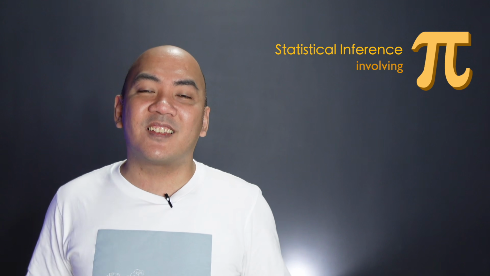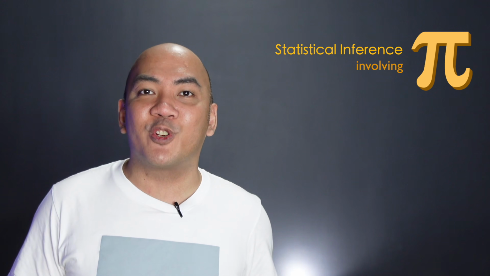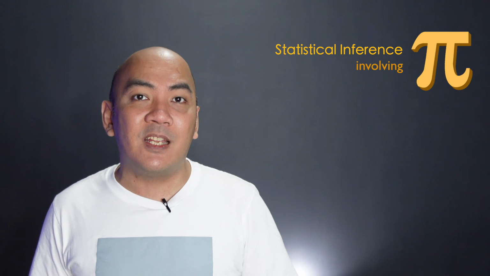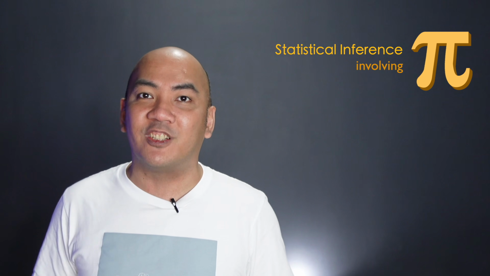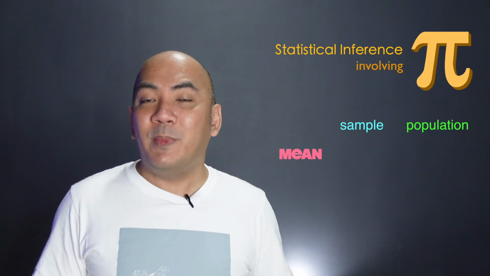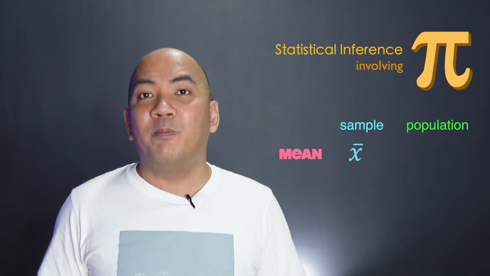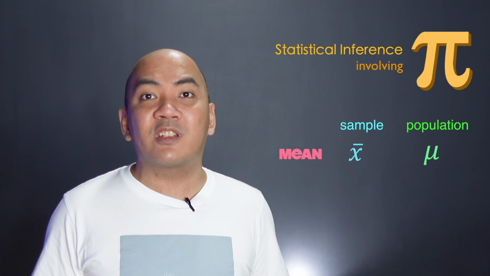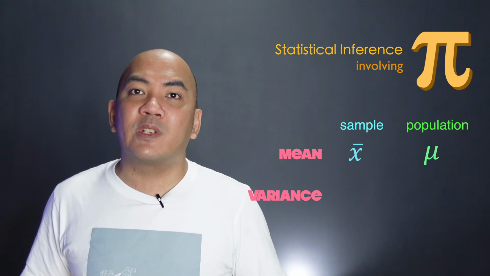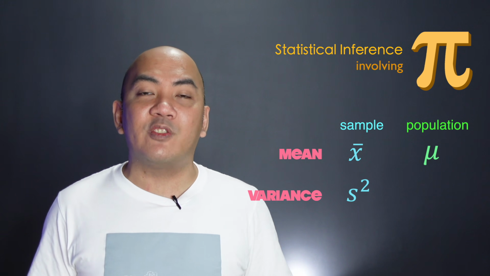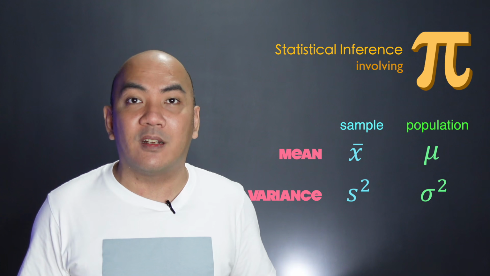Now let's start with statistical inference involving a single proportion. Now note here that we are going to make use of pi as a symbol for population proportion. Notice that when we express mean coming from samples, we use x bar. But when we speak of mean of the population, we use mu. For the variance, when we speak of the sample variance, we use s squared. And for the population variance, we use sigma squared.